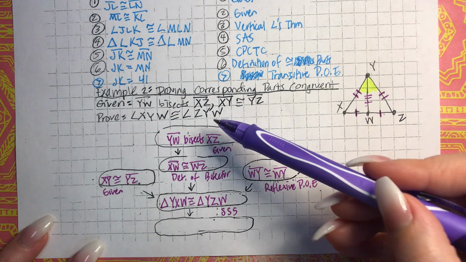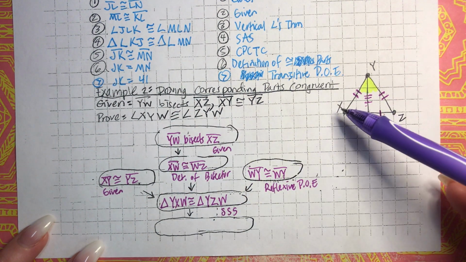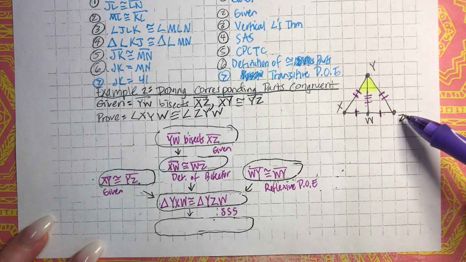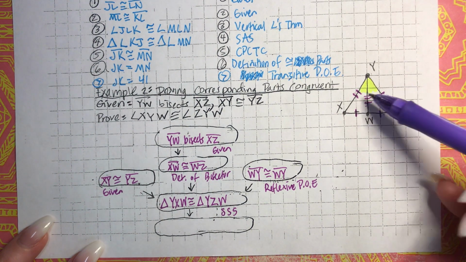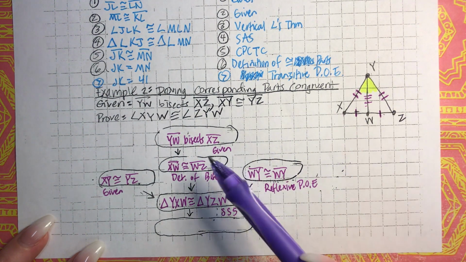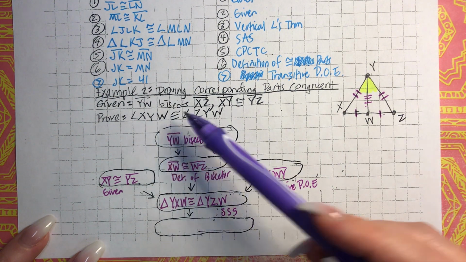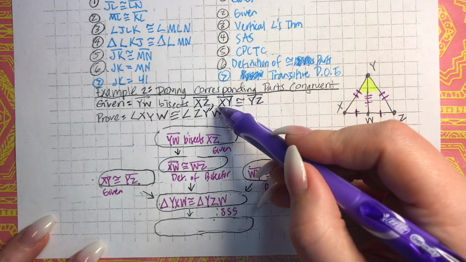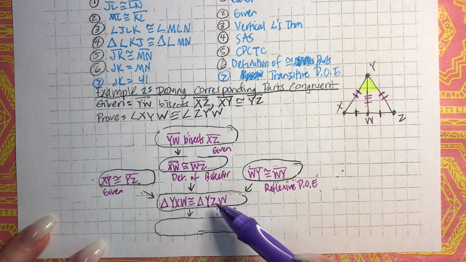Perfect. And then what do we have to prove? We have to prove that those 2 angles, XYW, this one, and ZYW are congruent. And it's between the sides 2, 3 and 2, 3. So we know that they're congruent. And if you look here, it's angle Y and angle Y, and they're the first one here and the first one here.